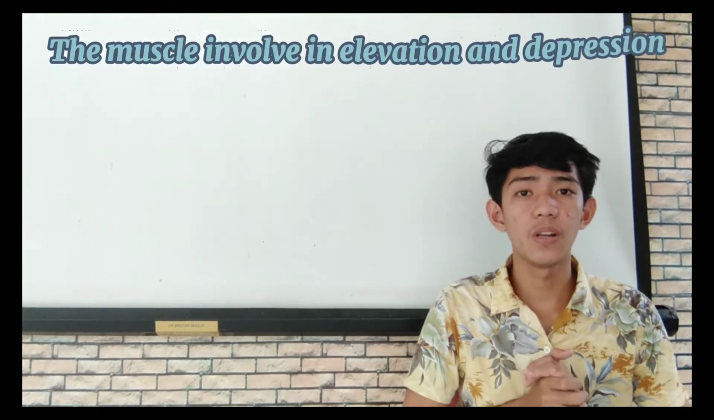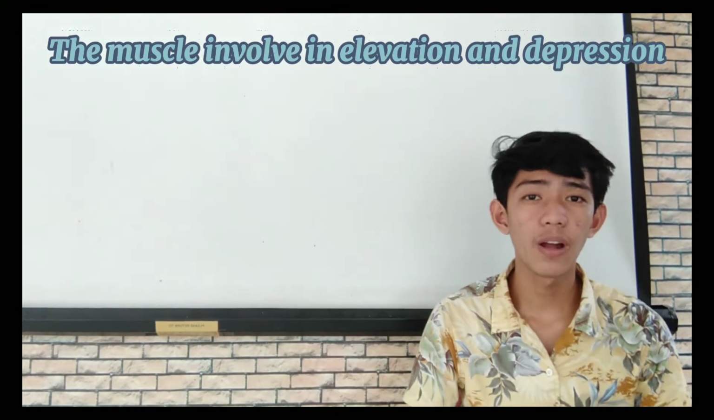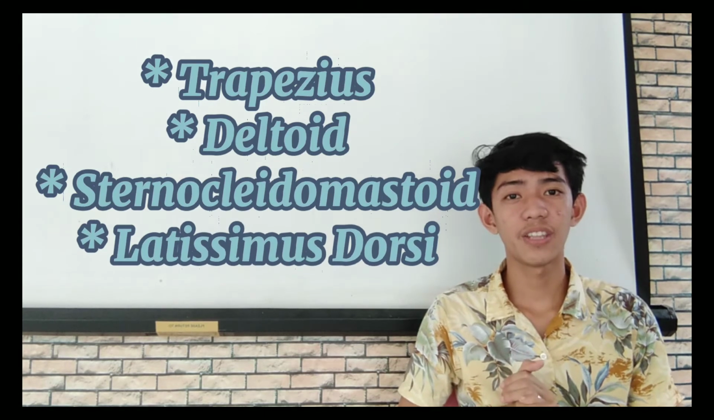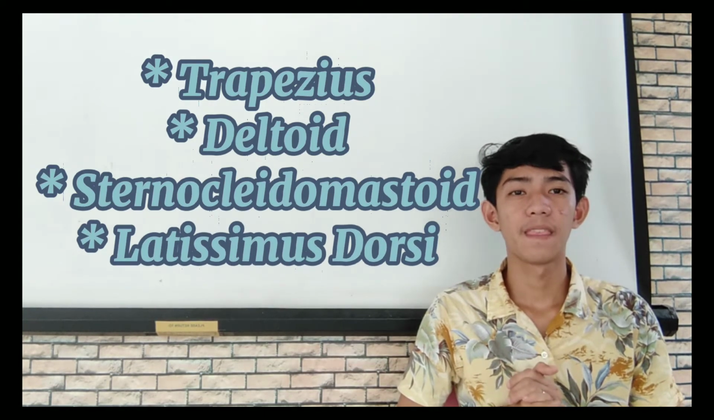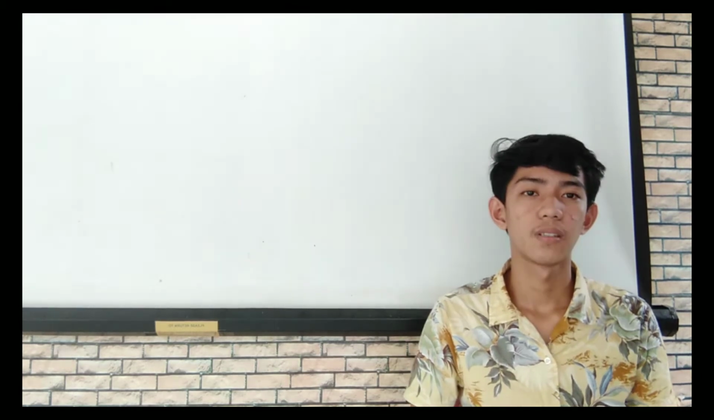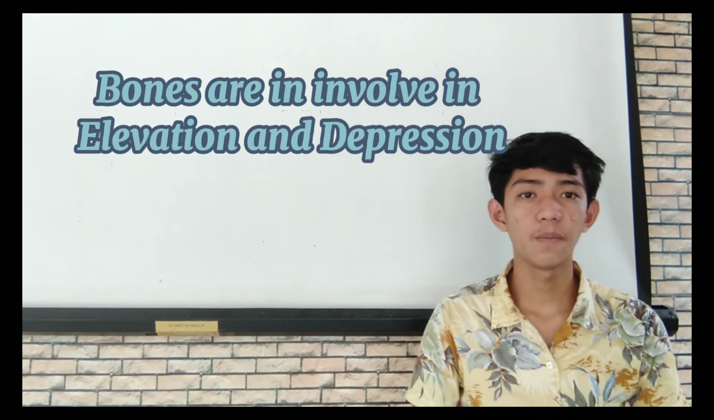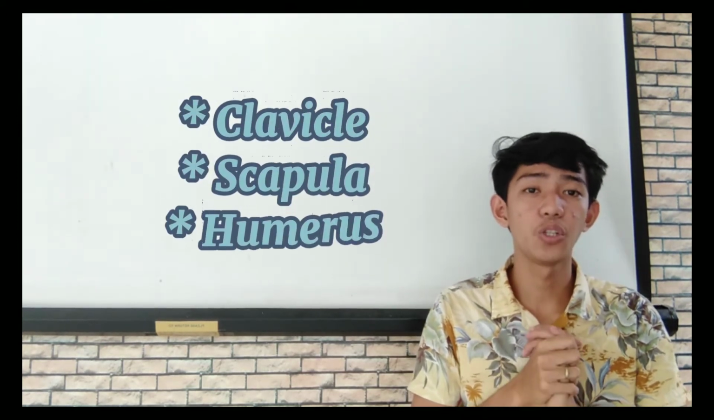And these are the muscles involved in elevation and depression: Number 1, trapezius. Number 2, deltoid. Number 3, sternocleidomastoid. Number 4, latissimus dorsi. And these are the bones that are involved in elevation and depression: Number 1, clavicle, scapula, and humerus.